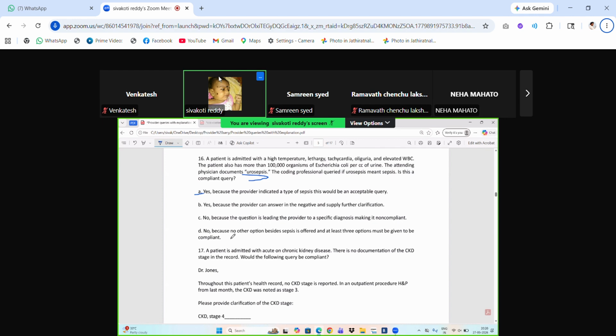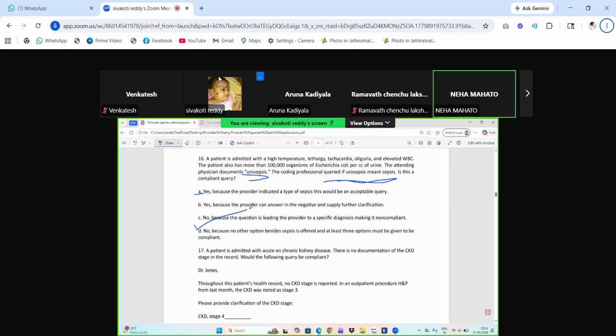Yes or no, was it compliant or not? We need to raise it in compliant version or non-compliant version, tell me. Based on the indicators, we need to raise the query. The coding professional queried urosepsis means sepsis. They're asking like this. Is this a compliant query? No, this is a leading query. Leading, right? Non-compliant.